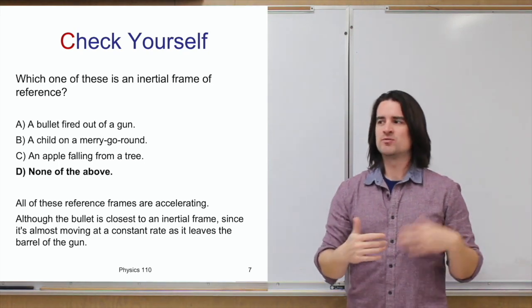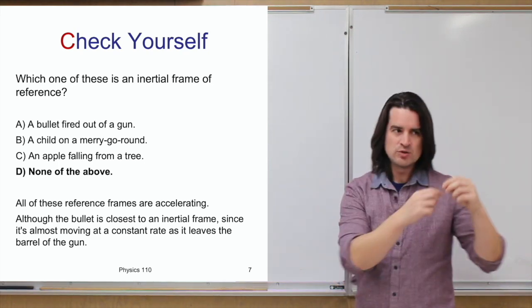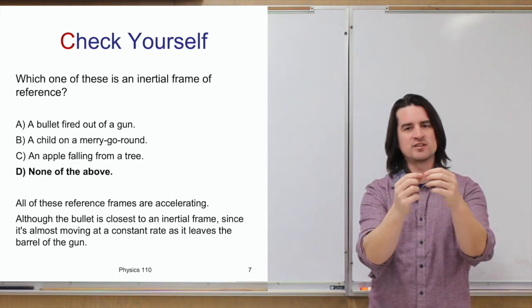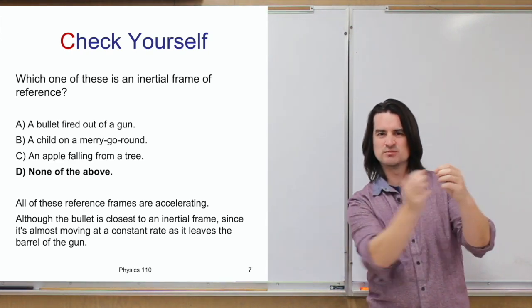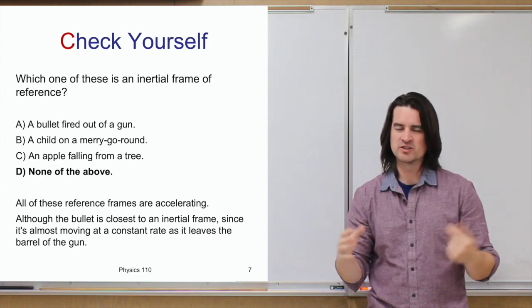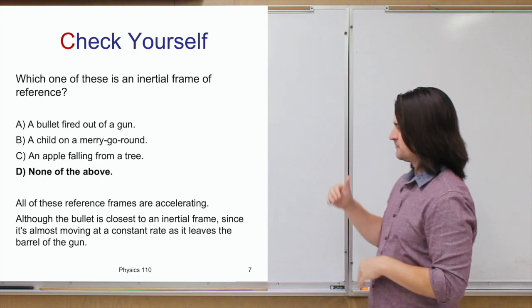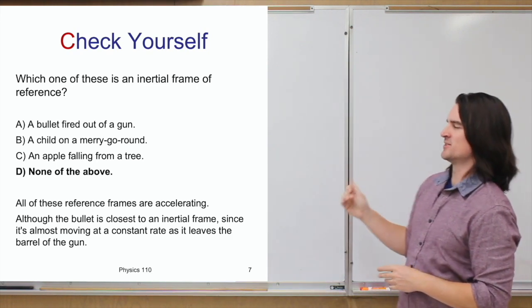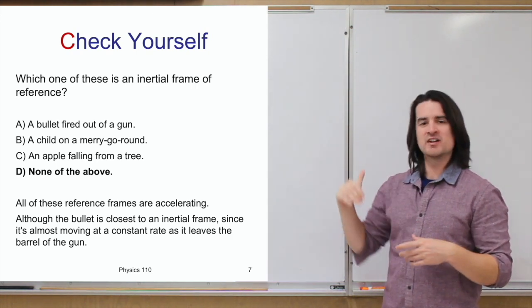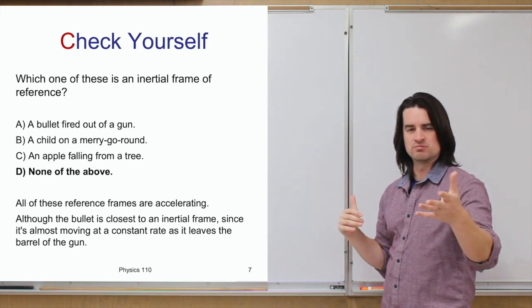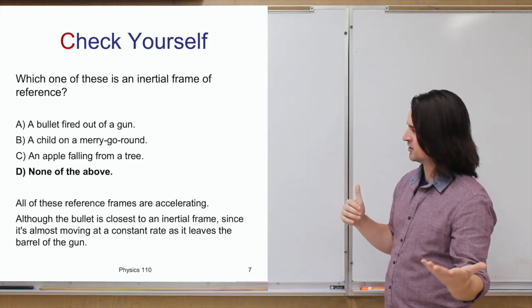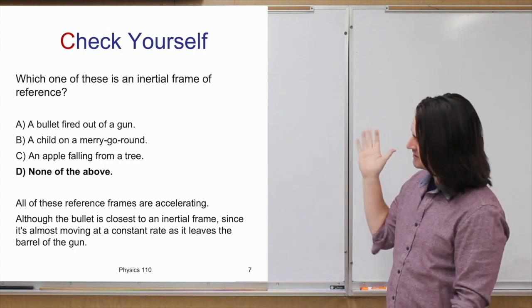But if you think about the bullet right after it moves out of the barrel of the gun, it's essentially just going boom, zip, straight across. No real acceleration going on there, or not much of an acceleration. So of these options, if you said the bullet fired out of the gun, good for you. That was pretty close, right? That's a fairly good response. But technically, it's not.